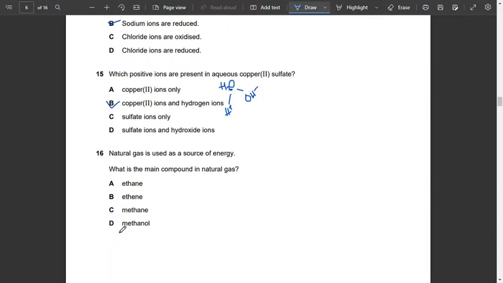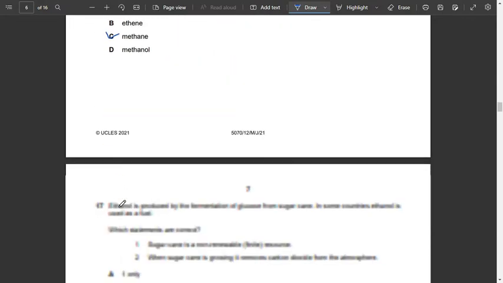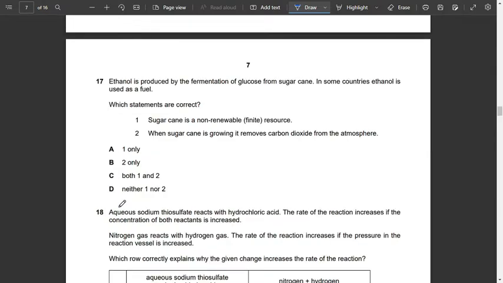Moving on to MCQ number 16. Natural gas is used as a source of energy. What is the main compound in natural gas? The main compound in natural gas is obviously going to be methane. Since it's a fact, and because methane can easily be consumed as a fuel. That is why we use methane, since it has a shorter carbon chain and all. There are so many reasons behind it in the organic chemistry chapter. I'm sure you must have come across it.